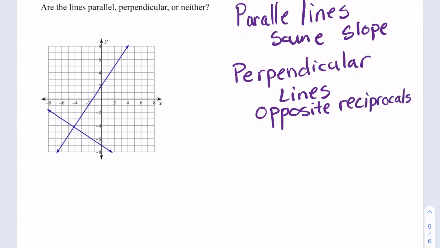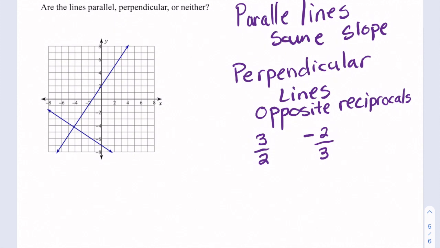Meaning if the first line had a slope of 3/2, so the slope was positive, so the other fraction would be negative because it's the opposite sign, and then the reciprocal of 3/2 is 2/3. It's the fraction flipped. And then if the lines don't have the same slope or opposite reciprocal slopes, then we know the lines are neither.